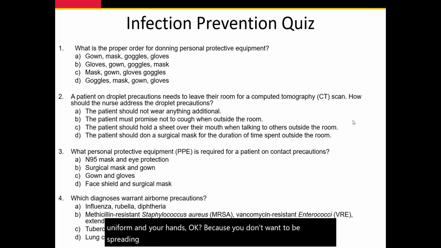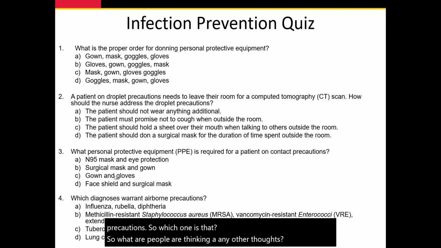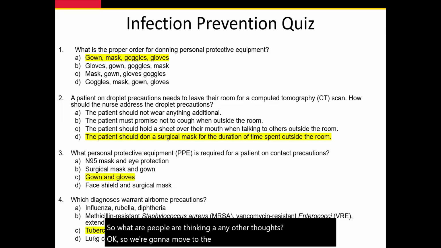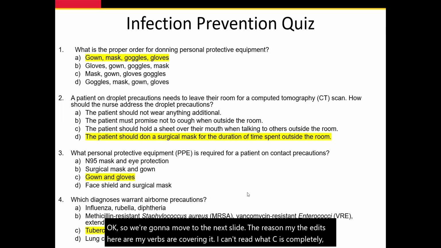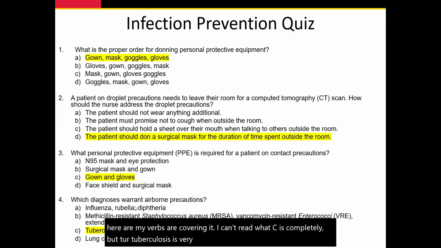All right. And then your last question, the person is diagnosed with an illness and they're on airborne precautions. So which one is that? Is it A? So people are thinking A? Any other thoughts? C. Okay, so we're going to move on to the next slide. I can't read what C is completely, but tuberculosis is airborne.